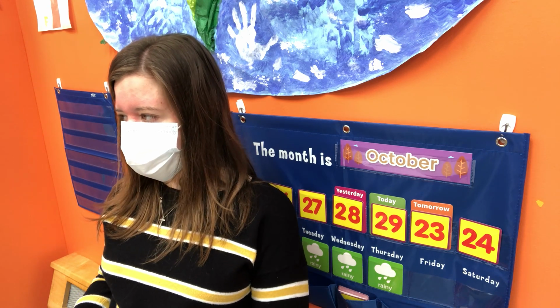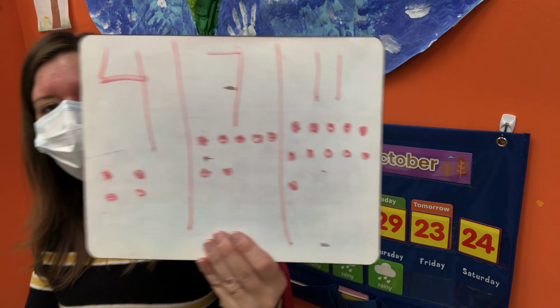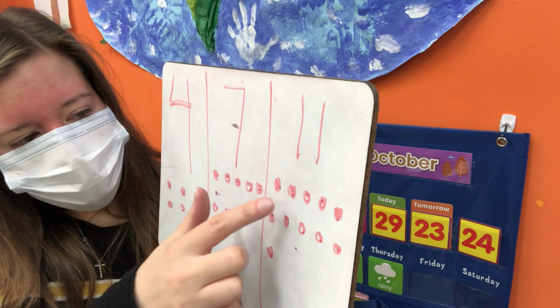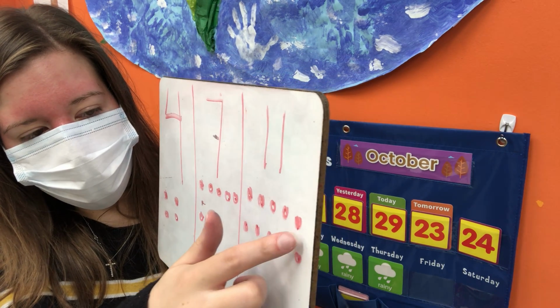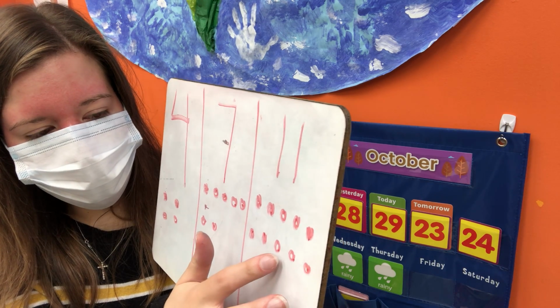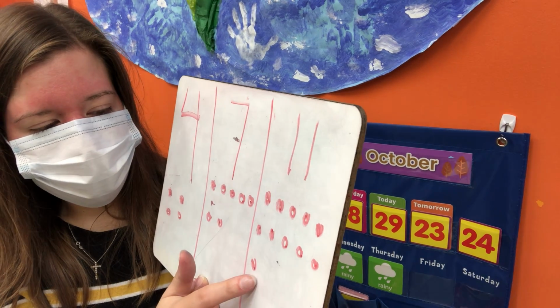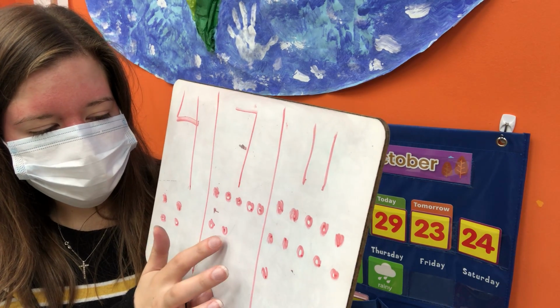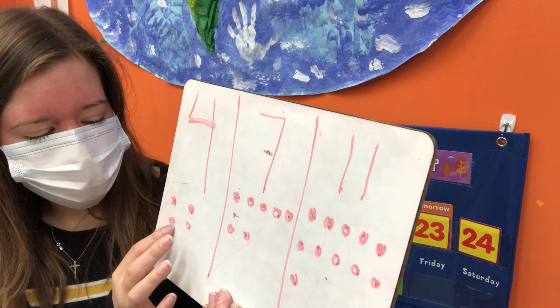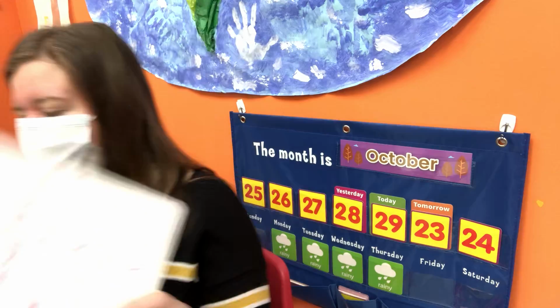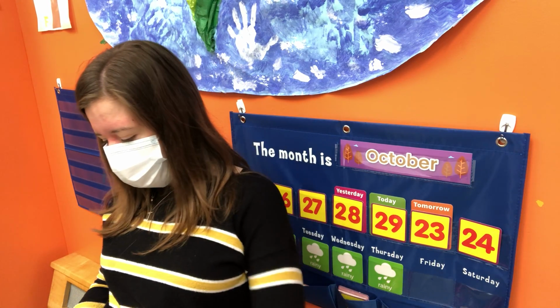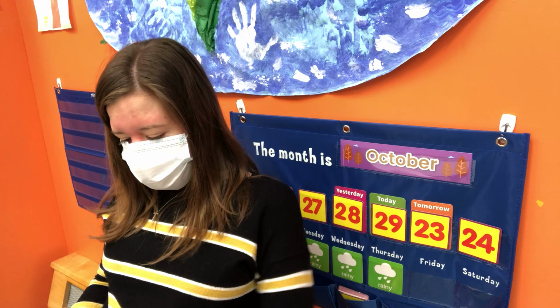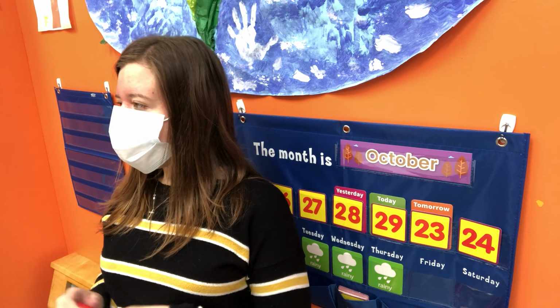Let's count so we can see how many dots we have here. We said 4, 7, and 11. Let's count all the dots. 1, 2, 3, 4, 5, 6, 7, 8, 9, 10, 11, 12, 13, 14, 15, 16, 17, 18, 19, 20, 21, 22. Isn't that a big number?